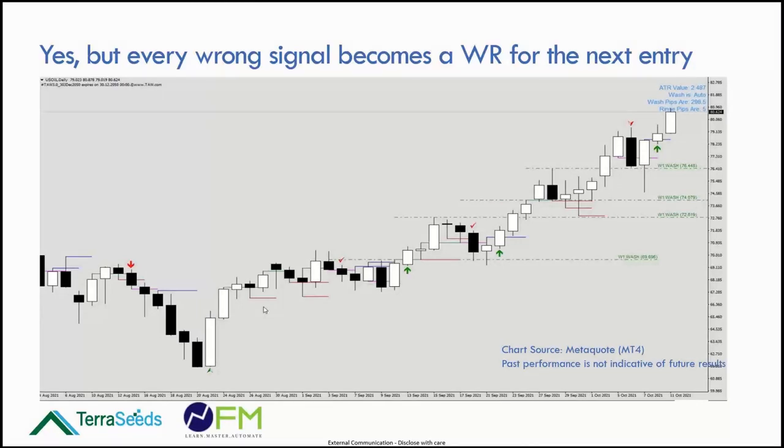So this is another chart that shows the wash and rinse using arrows and ticks. I'm just going to go through them one by one. Just give me a minute to find my mouse. Now, this one is oil, and the title says that every wrong signal becomes a wash and rinse for the next entry.